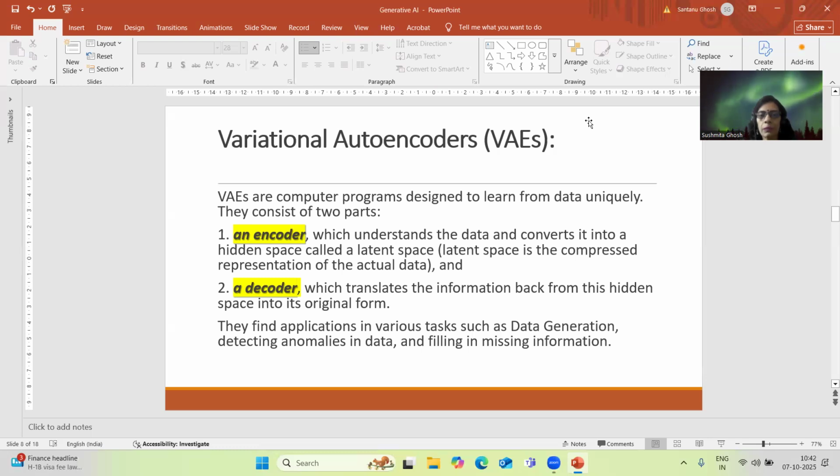So VAEs are programs designed to learn from the data uniquely, and they consist of two parts. One is an encoder, which understands the data and converts it into a hidden space called a latent space. It's actually the compressed representation of the actual data. It converts it, works on it, and then the decoder ultimately translates it back from the encoded form to the original form. Okay, so this is also one of the kinds of mechanism model which is being used, but I think GANs are more popular in this particular scenario. But this is also another model which works.